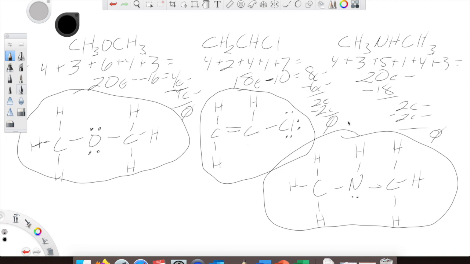So again, based on our condensed formulas, it gives us information about how the atoms should be bonded. So be sure you're familiar with drawing electron dot structures for organic molecules.